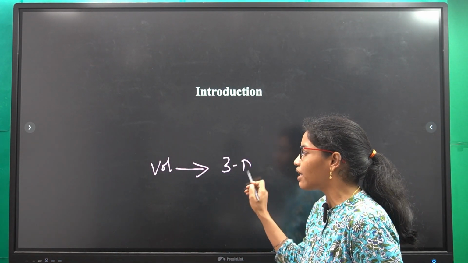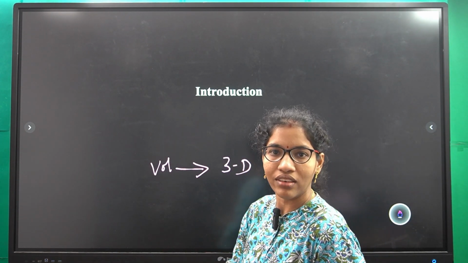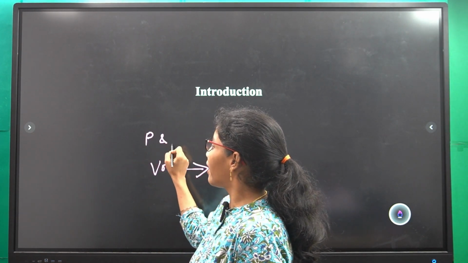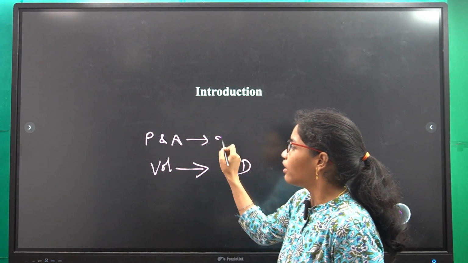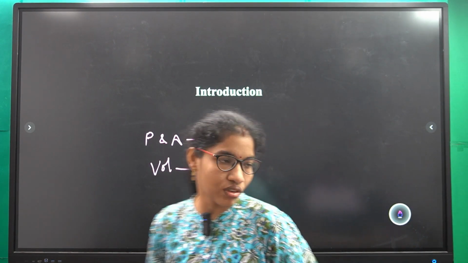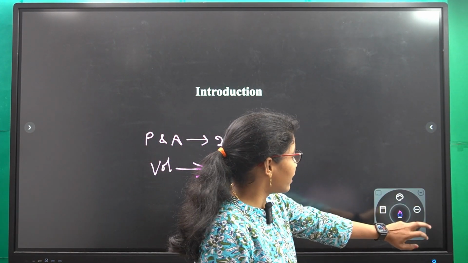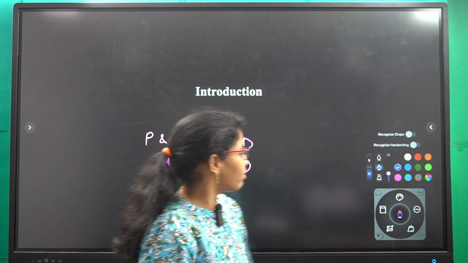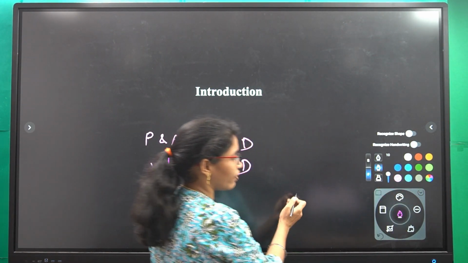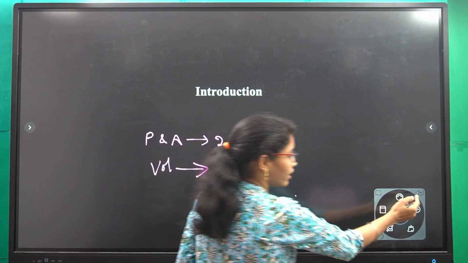3D figures means three-dimensional, that is, solid figures. We are finding volumes and surface areas for them, and perimeter and area we are finding for plane figures or 2D figures. By using these different formulas in mensuration, we are finding the areas, perimeters and volumes of the figures.